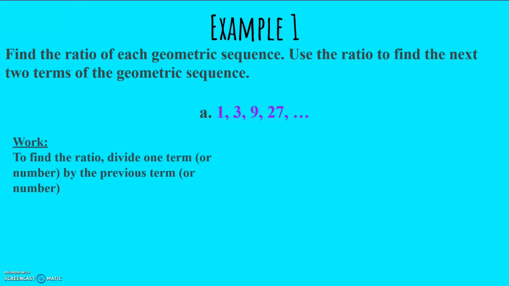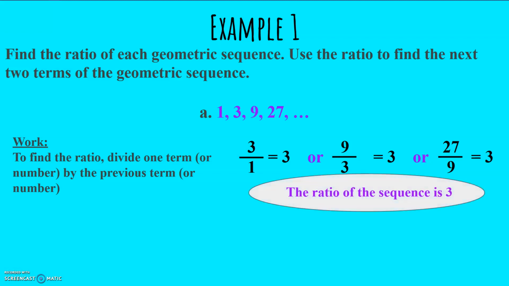To find the ratio, divide one term or number by the previous term or number. Previous meaning the one before it, we're going to pick two terms and divide the later one by the one before it. In this case, we've got 3, which comes after 1, 9, which comes after 3, and 27, which comes after 9. We're going to divide them by the number before it. When we divide 3 by 1, we get 3. We divide 9 by 3, we get 3. We divide 27 by 9, and we get 3. So the ratio of this geometric sequence is 3.